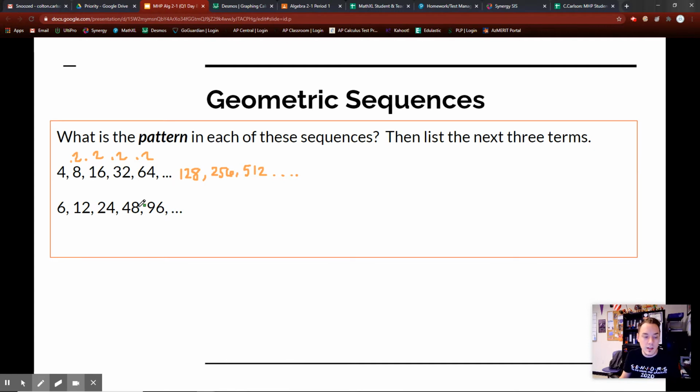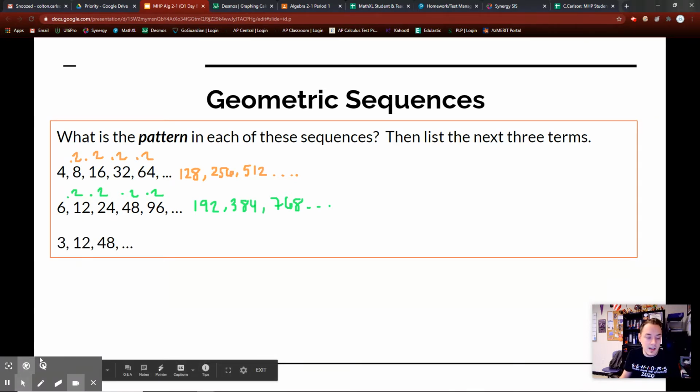All right, what's the next one here? 6, 12, 24, 48, 96. What is it again? Again, it seems like it's times 2. Next 3 numbers, 96 times 2 gives me 192. 192 times 2 gives me 384. And then 384 times 2 gives me 768. And of course, it can go on forever. What is this number? Is it a ratio? Is it a common difference? We'll find out.